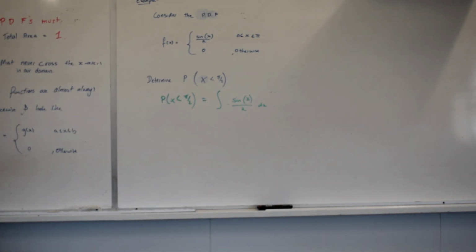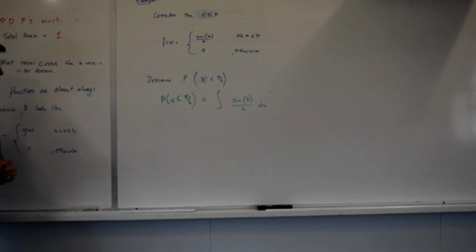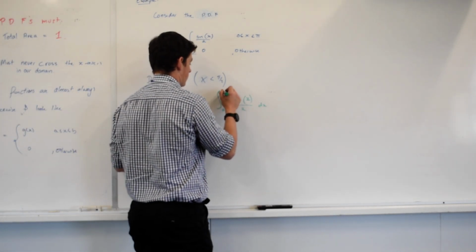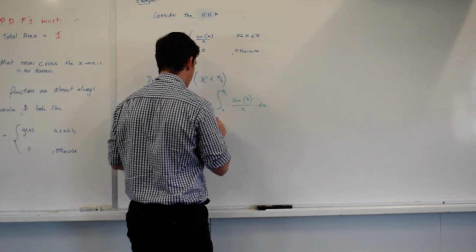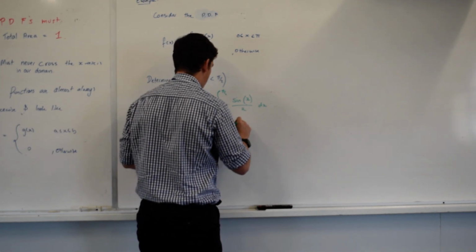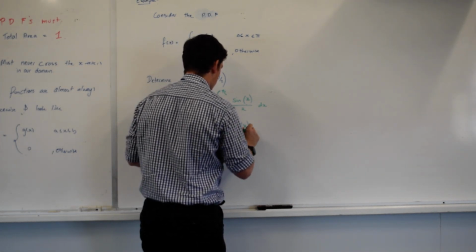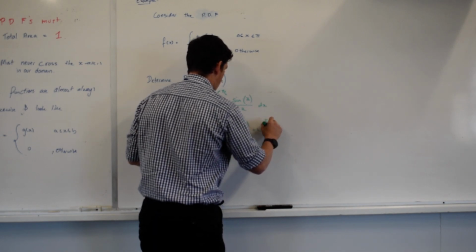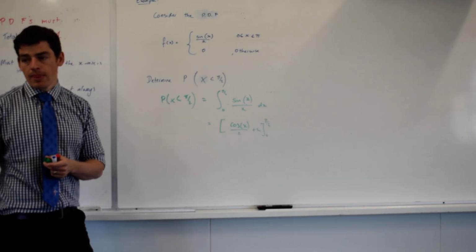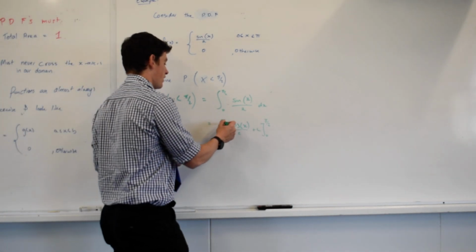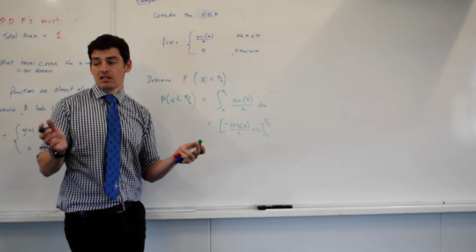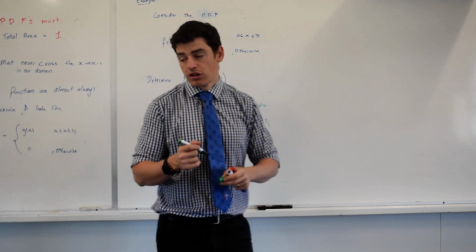No dramas there? What's my lower bound? 0. What's my upper bound? Very good. I'll just integrate that. For those of us who can't remember how to integrate, I'll do a little crash course here. Sine becomes negative cos. We've got no power inside the bracket, so we can just leave it as exactly the same as it was. We're just swapping it from sine to cos.